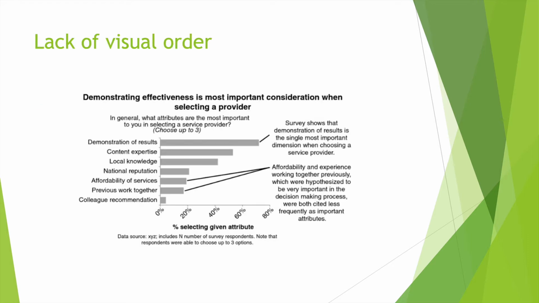So this right here, lack of visual order. You're demonstrating effectiveness as the most important consideration when selecting a provider. What's important here is to identify a really nice way of portraying information. We're showing a survey shows that demonstration of results is the single most important dimension when choosing a service provider. So you show here demonstration of results, example of local knowledge, national reputation, previous work together, etc. This provides a nice, clear way of evaluating something to have an understanding of what is happening.